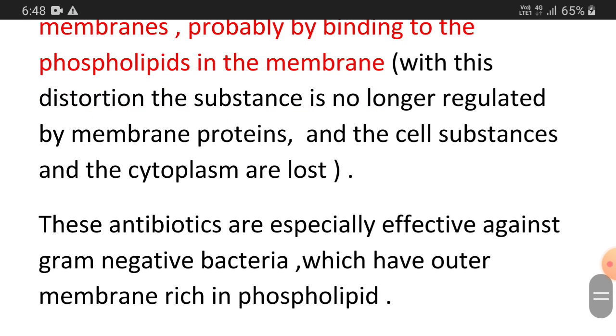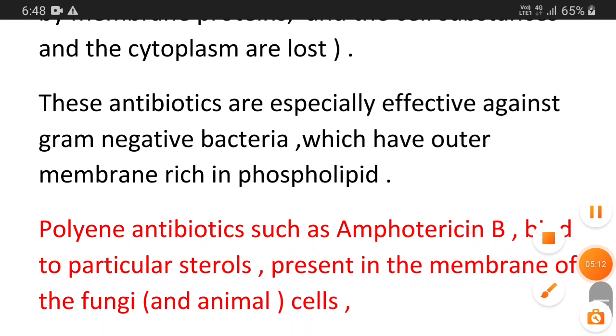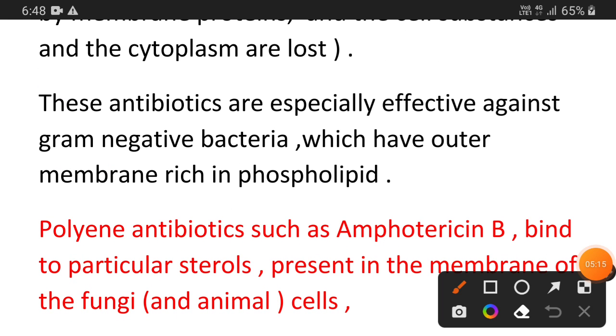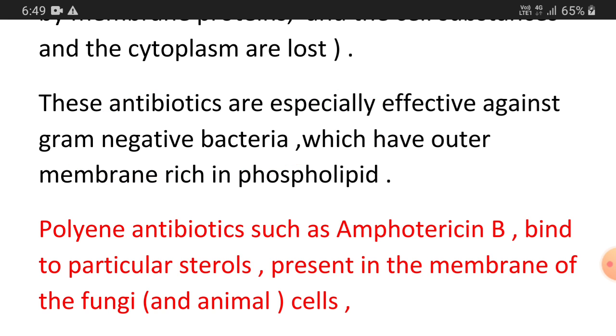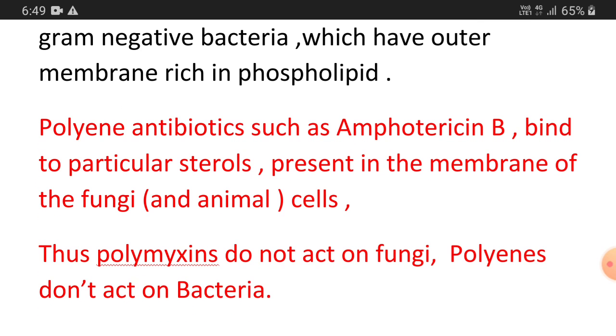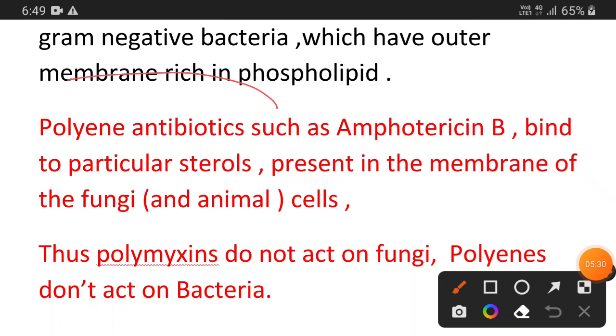Okay, which will facilitate cell lysis. We have also discussed that polymyxins are antibiotics that gram negative bacteria are susceptible to. That means they can act against gram negative bacteria because of the presence of the outer membrane which is rich in phospholipid. Okay, now we have also discussed polyene antibiotics. These polyene antibiotics, for example Amphotericin B, target a particular sterol and facilitate disruption of the cell membrane, and as a result cell lysis.